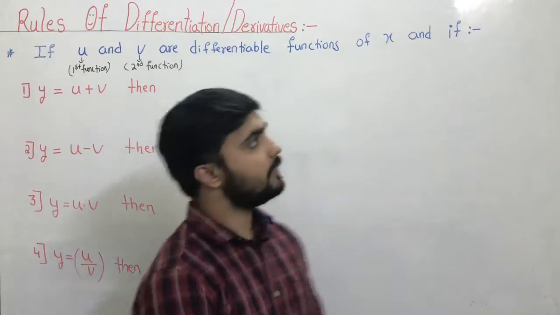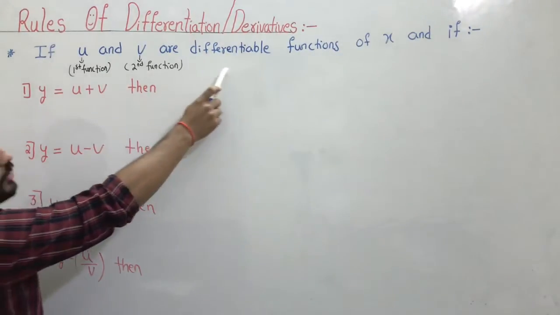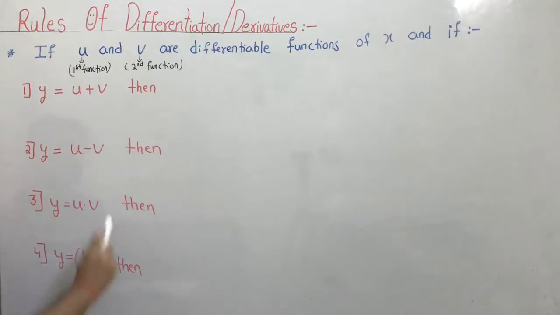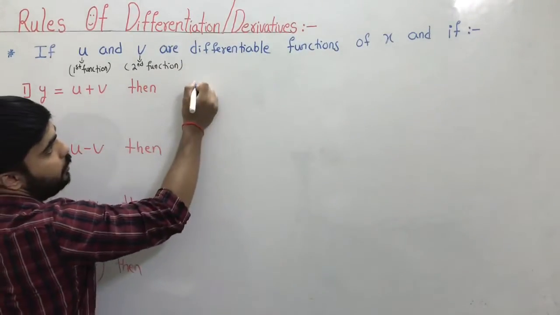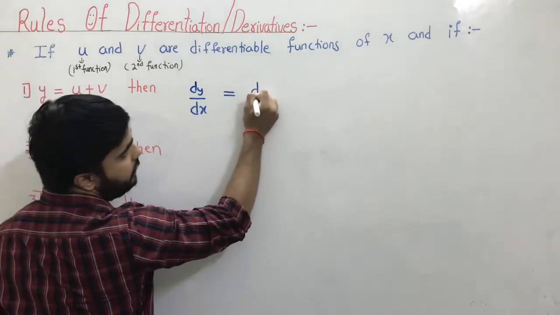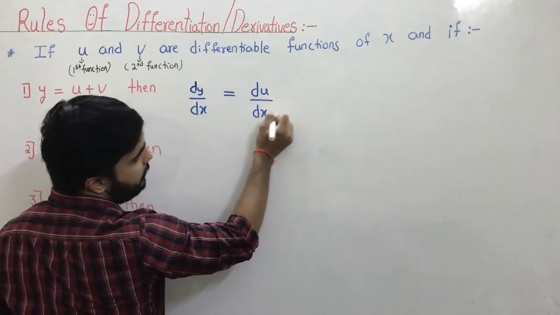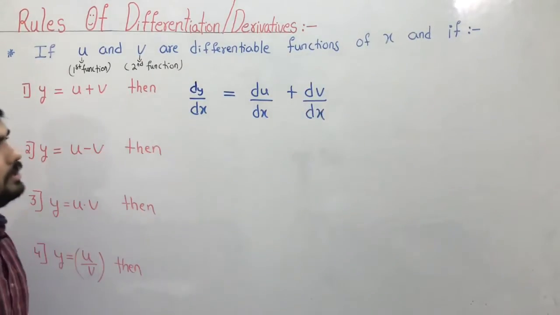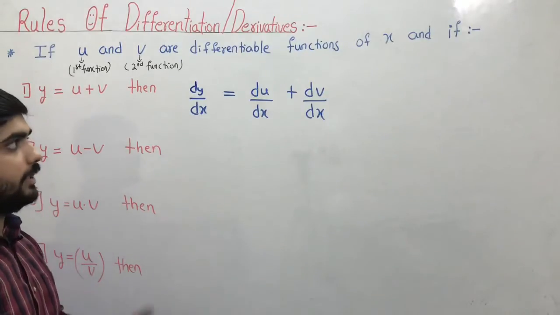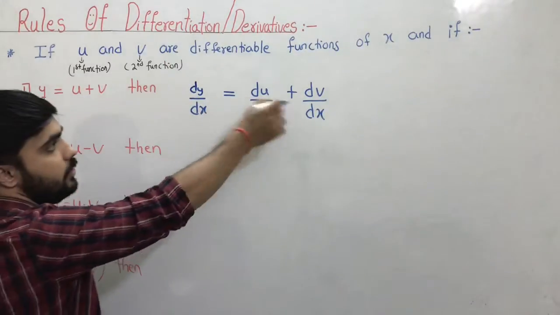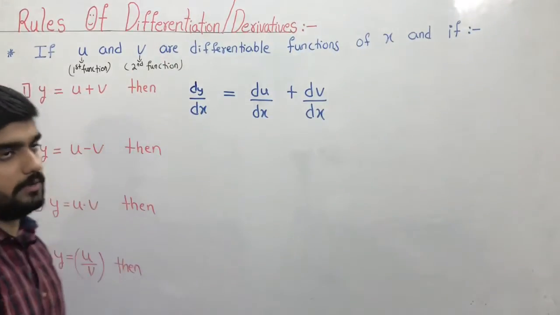So let's begin. If u and v are differentiable functions of x, and if the first condition is y is equal to u plus v, then according to the rule, dy by dx will be du by dx plus dv by dx. Order doesn't matter, so it can be exchanged also. If it is in addition, then you can directly take separate derivatives.